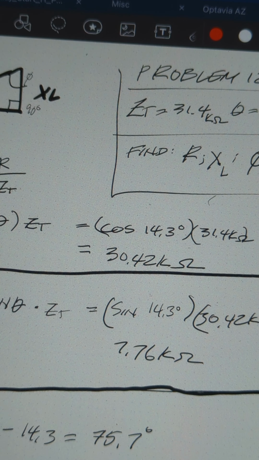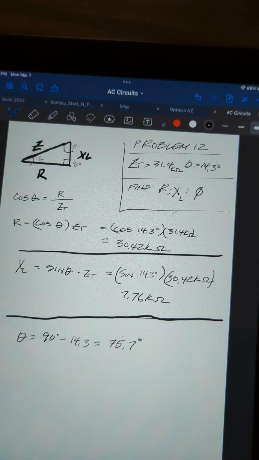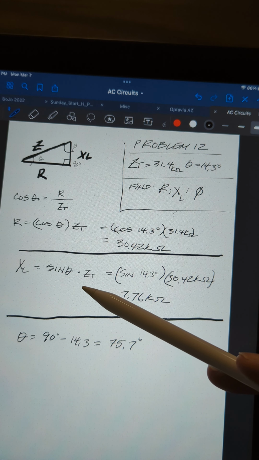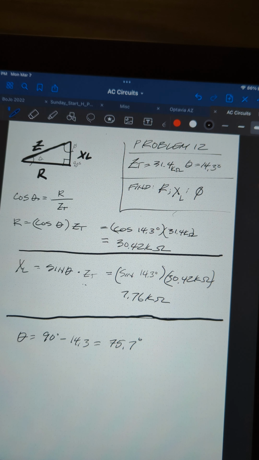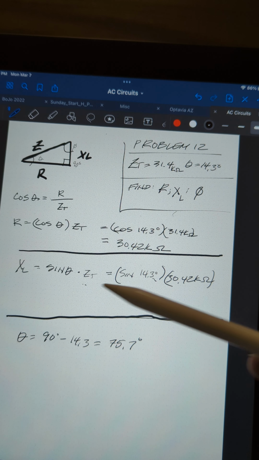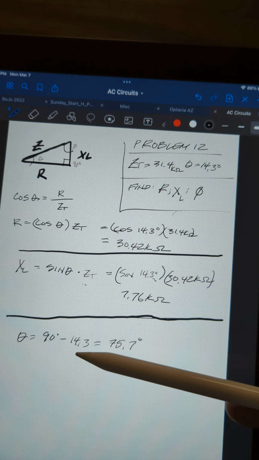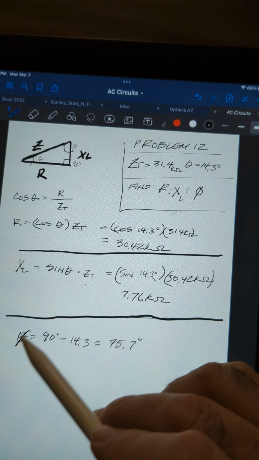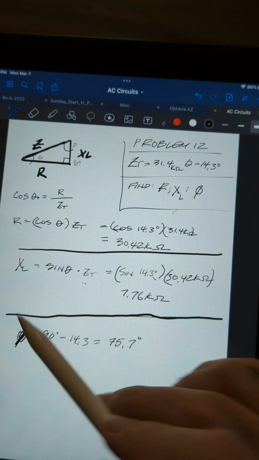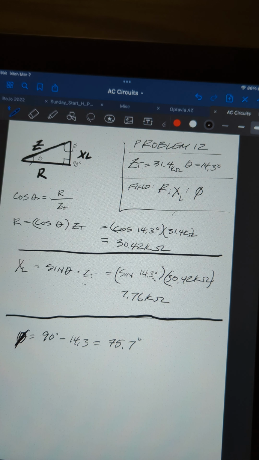And then we are going to take a look at doing the X of L. X of L is sine theta times Zt. I just substitute the actual values into that formula, and my answer comes out to be 7.76 k ohms. Then if I want to calculate for phi, I keep writing theta, but this angle is going to be phi. Calculating for phi, it's going to be 90 degrees minus 14.3 degrees, and my phi angle comes out to be 75.7 degrees.